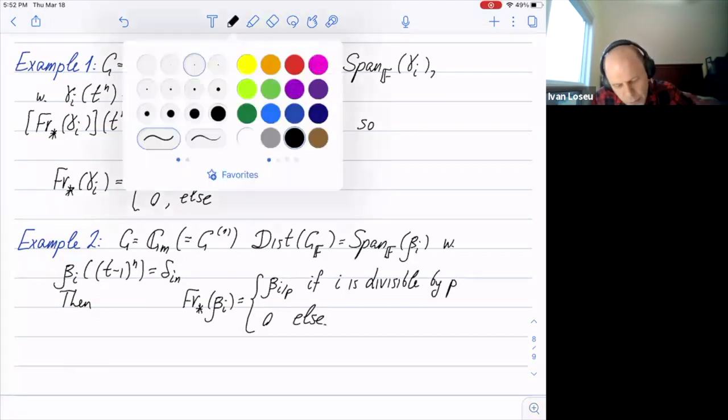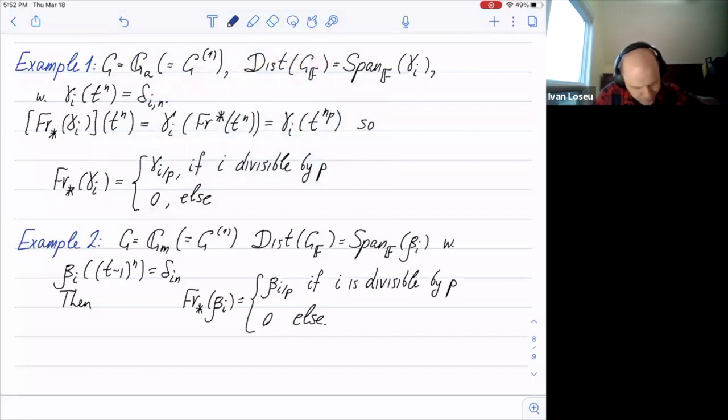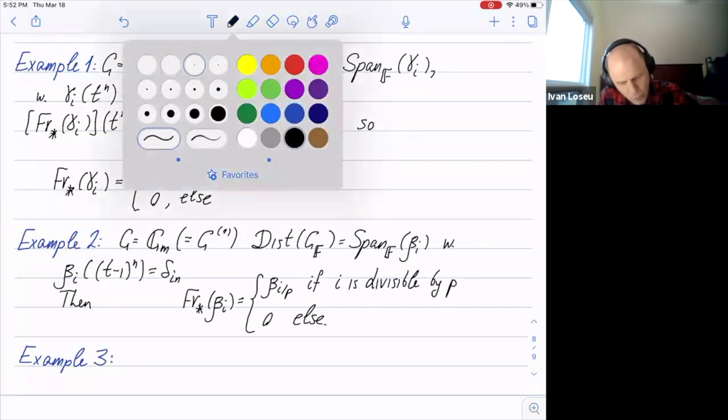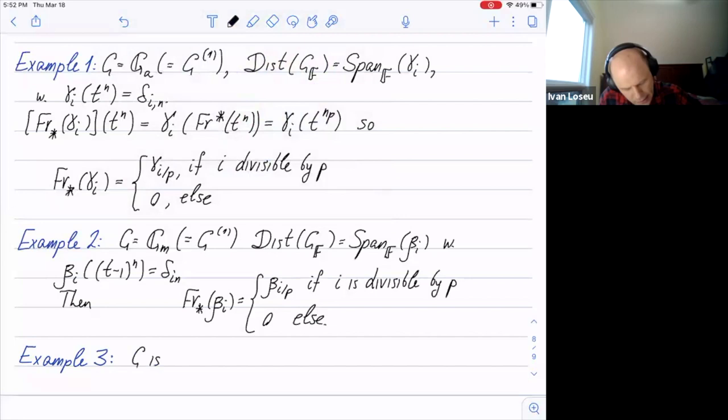And finally, we can say what's going to happen in the examples that we care about most, when G is semi-simple and simply connected.